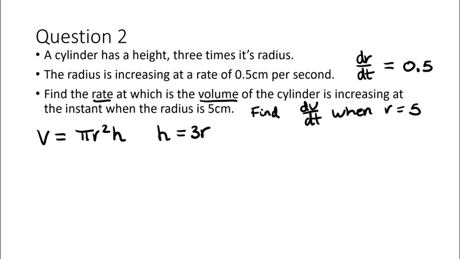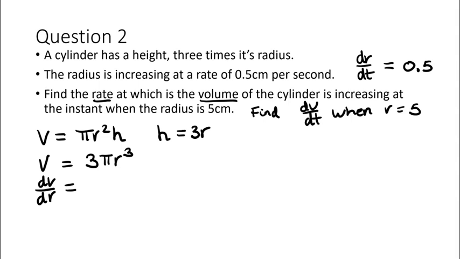So the height is just 3r. Now what this enables me to do is substitute in h equals 3r. So now what I can do is write the volume all in terms of r. Because then I can find dV by dr with this.